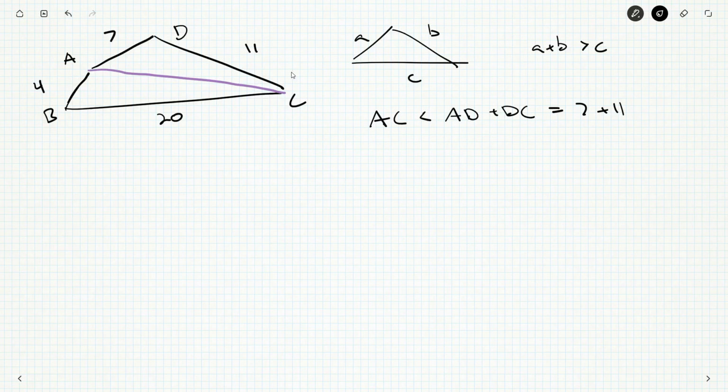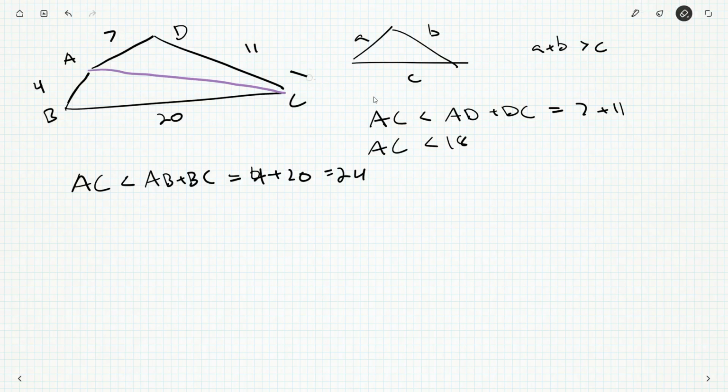I mean, there are other things that we can see from here, but AC is definitely less than 18. Now we can do the same sort of thing and say AC must be less than AB plus BC, but that's just going to be 4 plus 20. 24. AC is less than 24. Yeah, I knew that because it's less than 18.